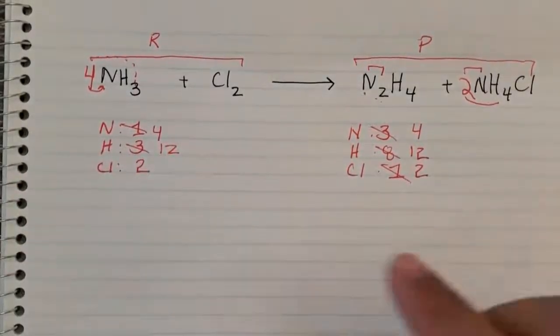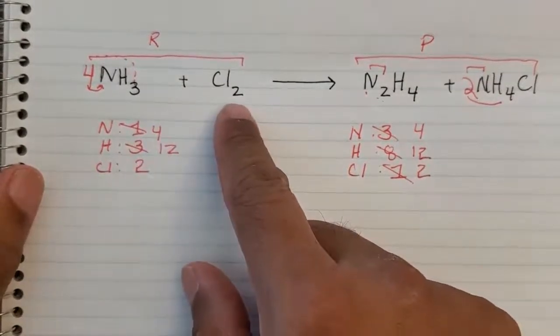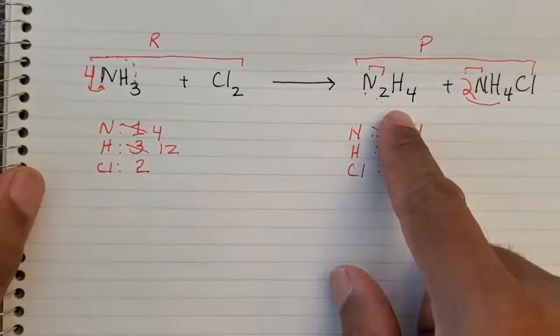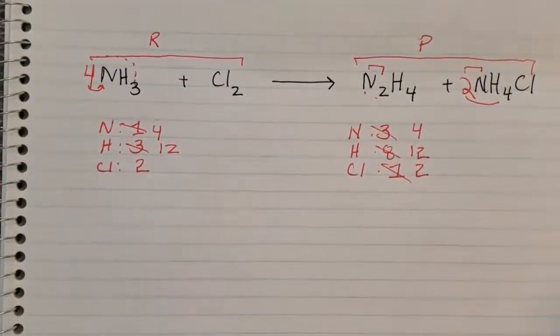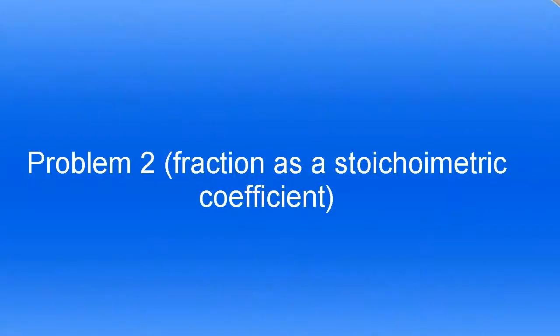Yeah, this is balanced. So 4 moles of ammonia plus 1 mole of chlorine, diatomic chlorine, goes to yield 1 mole of N2H4 plus 2 moles of NH4Cl. So this equation is balanced. All of the atoms are accounted for. All right, let's do one more problem here.